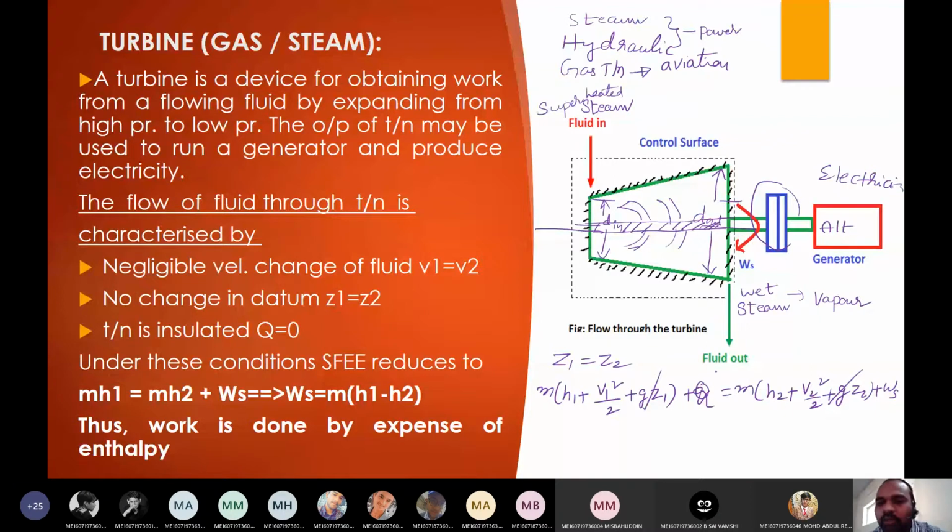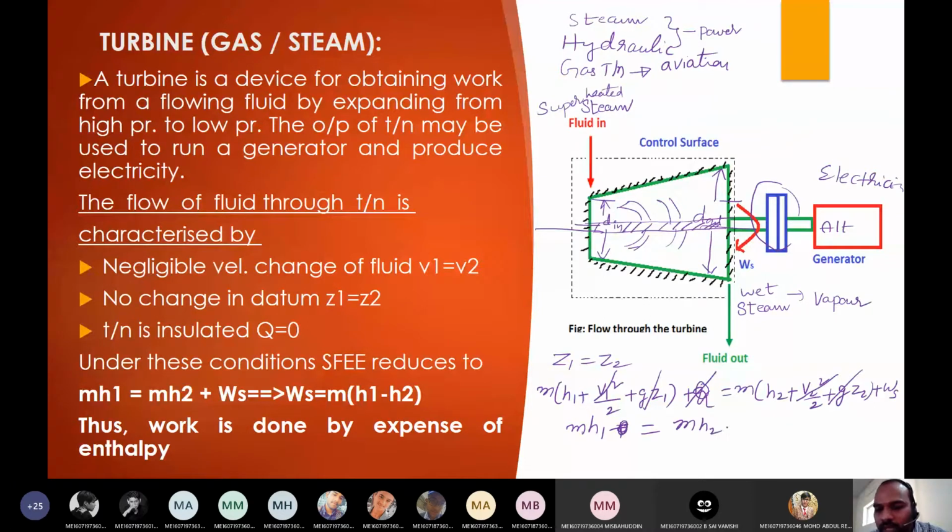Let us assume there is not much change in the velocity of the steam or fluid or gas passing through the turbine. When there is not much change in the velocity, V1 is equal to V2. Then you are left with M into H1 is equal to M into H2 plus WS. Right, now work done: W is equal to M into (H1 minus H2).